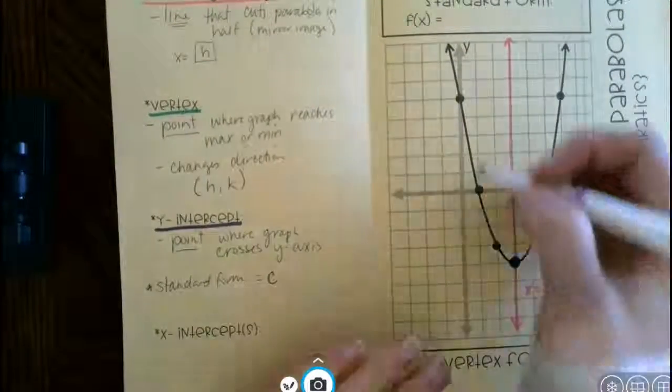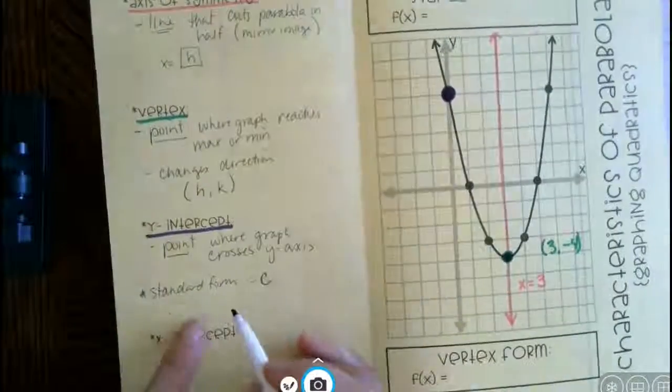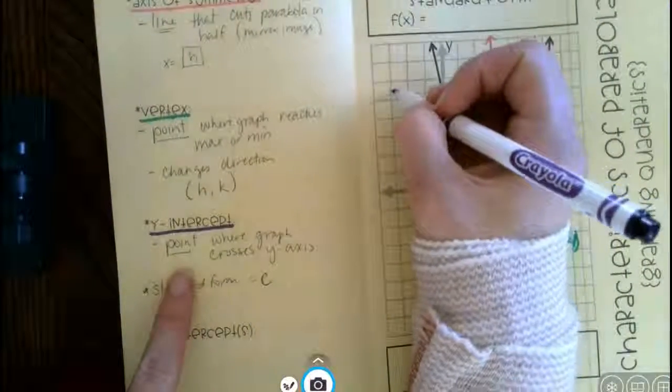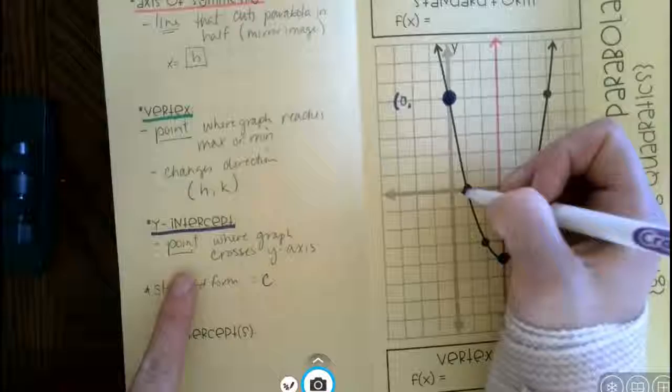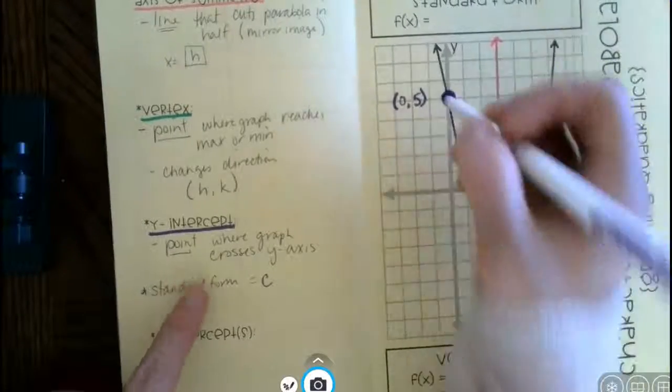So I know that the y-intercept is where it crosses the y-axis, and my y-axis is always going up and down, so that would be this point right here. And again, it's a point, so it has to be written in point form. So my x was 0, and my y is 1, 2, 3, 4, 5. That is my y-intercept.